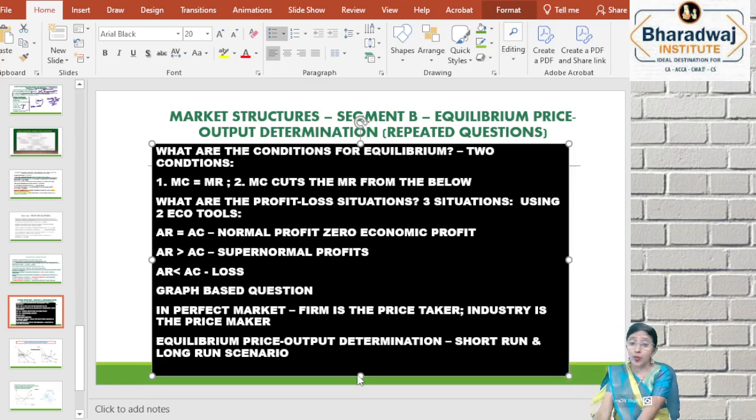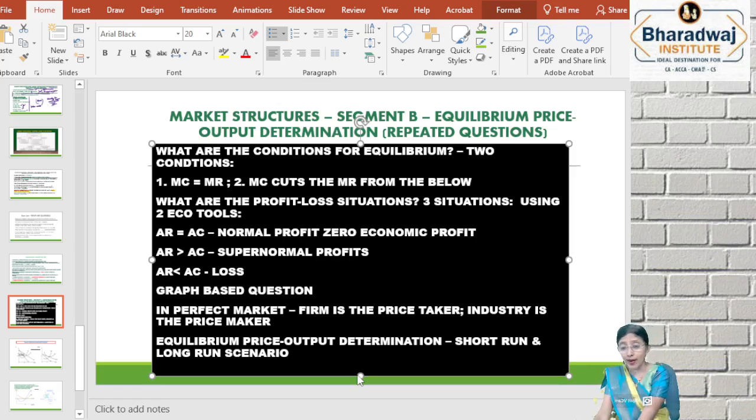Then what are the profit and loss situations? The three situations using two economic tools. See, clearly given in the slide, three situations. You can have a situation of normal profit. There can be a situation of supernormal profit. We can also have a loss situation, right?